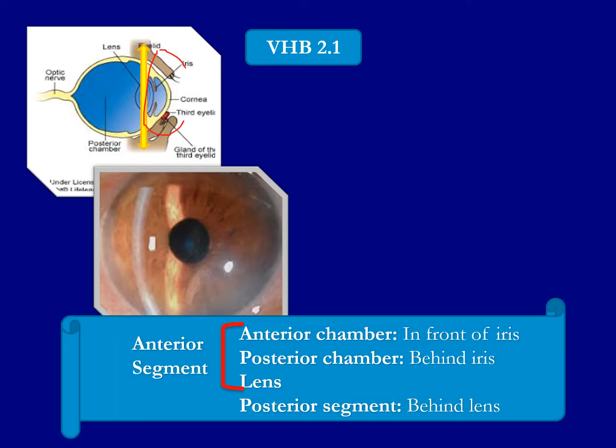This area is called anterior segment, while the part behind it, which is vitreous and retina and optic disc, is all called posterior segment. Then anterior segment is divided into two parts by the iris. So the part in front of the iris and behind the cornea is called anterior chamber, while the part behind the iris is called posterior chamber.